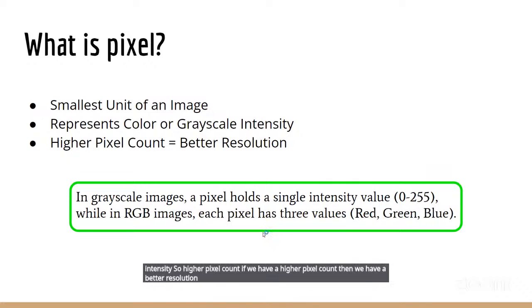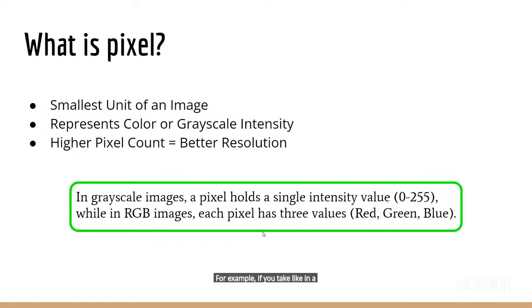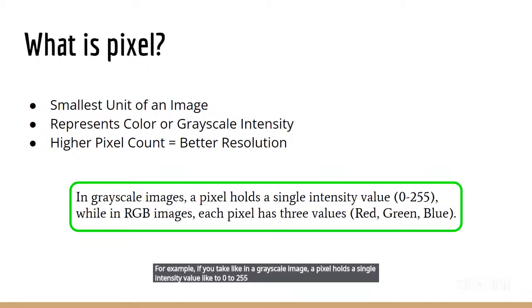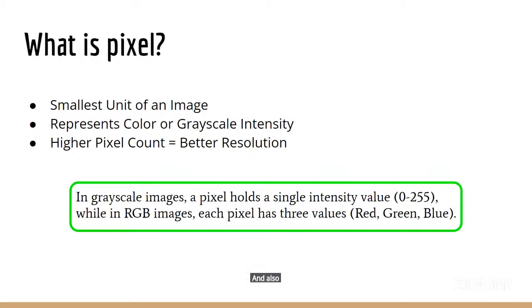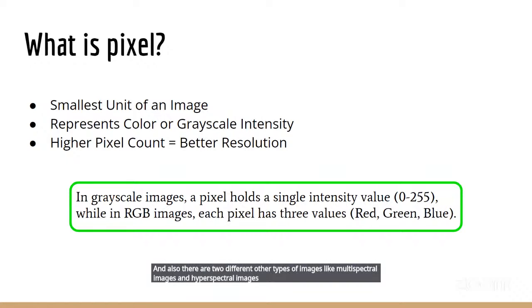For example, in a grayscale image, a pixel holds a single intensity value from 0 to 255. For an RGB image, we have three different values: red, green, blue. There are also other types of images, like multispectral images and hyperspectral images, where we have more than three bands.